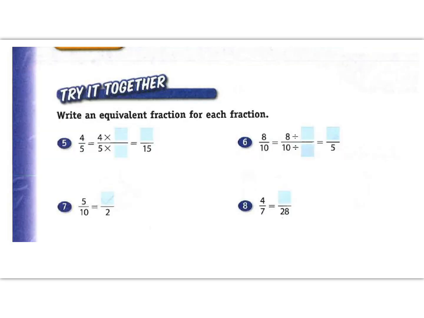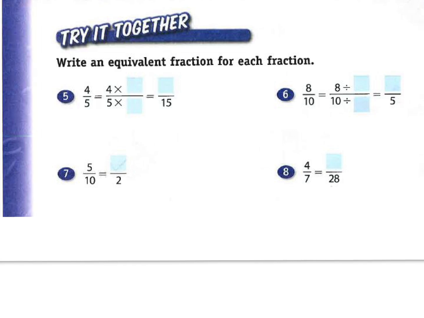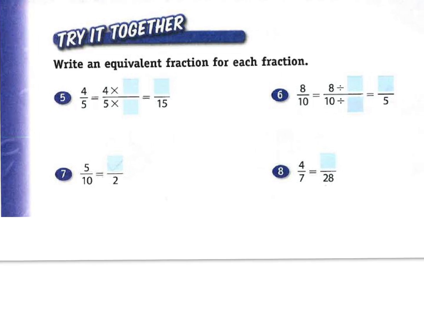All right, this says we're going to write an equivalent fraction for each fraction. So the first one, 4/5 equals something over 15. So we think 5 times what equals 15? 5 times 3. So then we would do 4 times 3 on the top to get 12. Over here for number 6, we have 8/10 equals something over 5. So 10 divided by 2 equals 5. If I divide by 2 on the bottom, I have to divide by 2 on top. 8 divided by 2 is 4. So 8/10 is the same as 4/5.